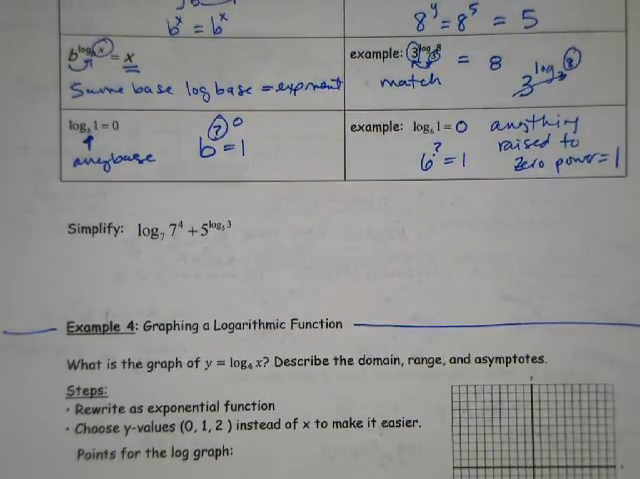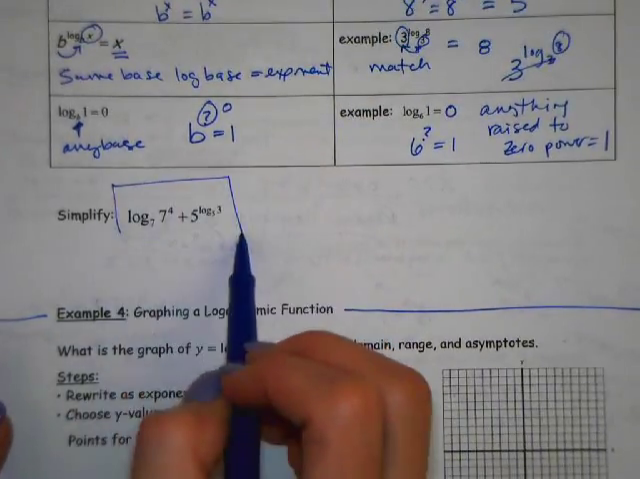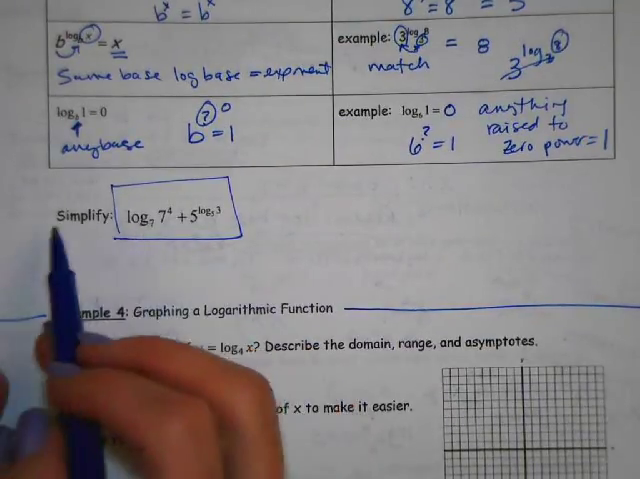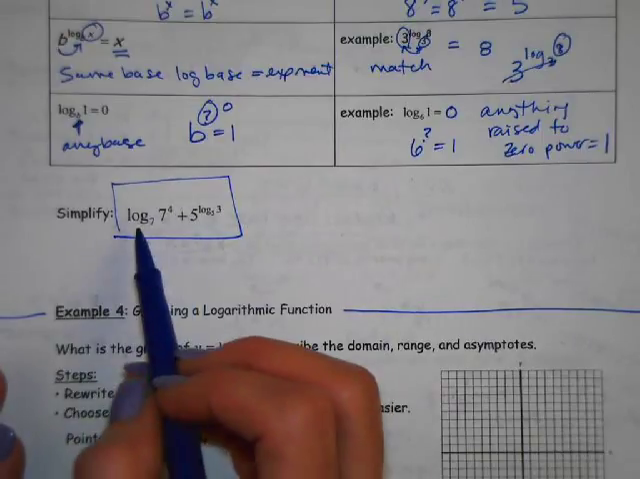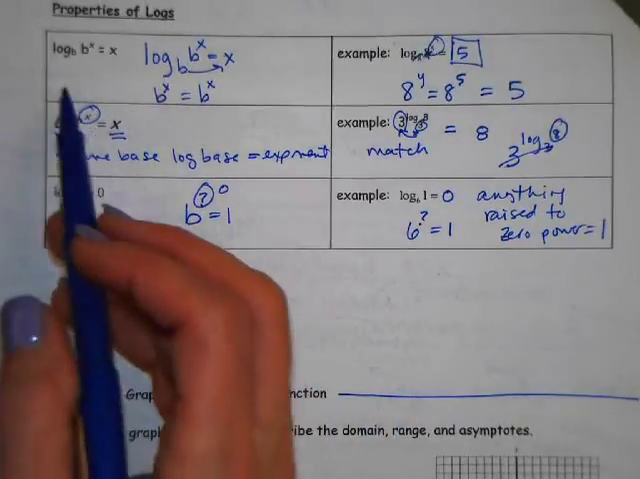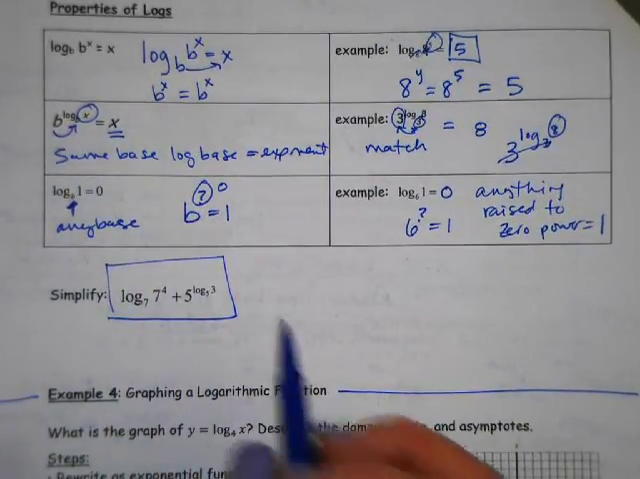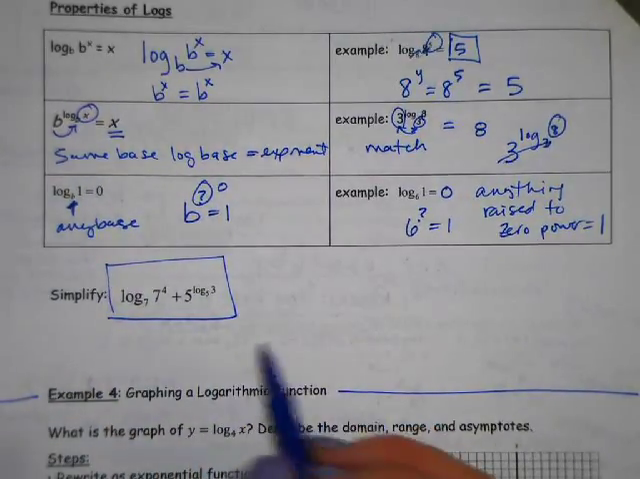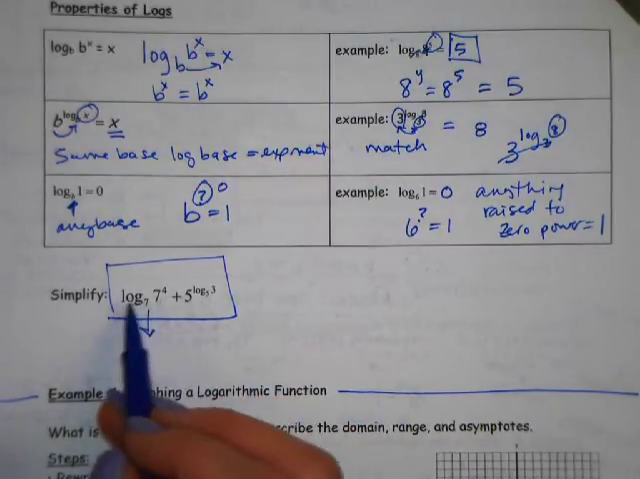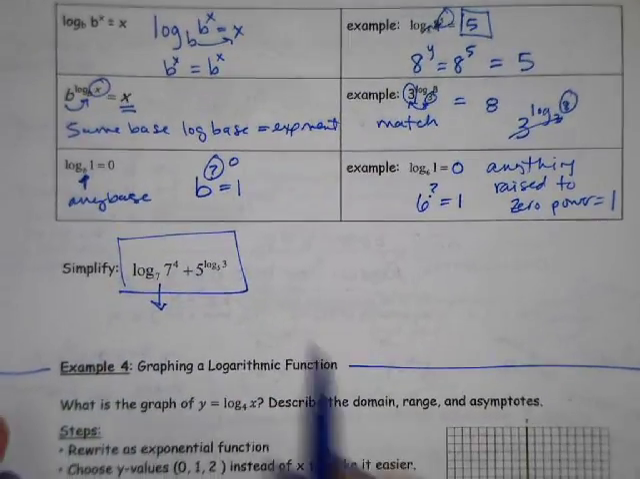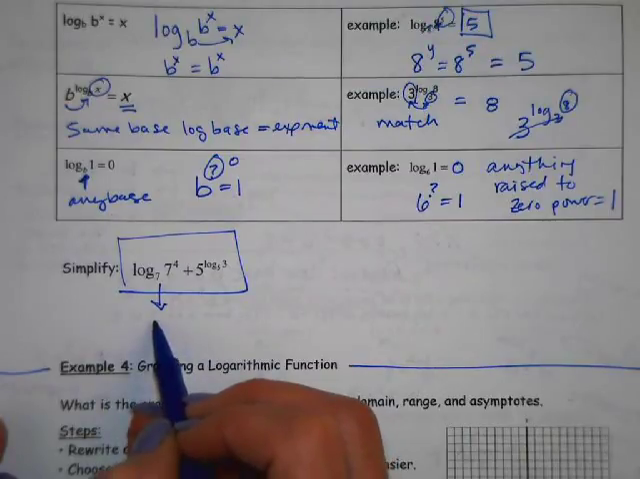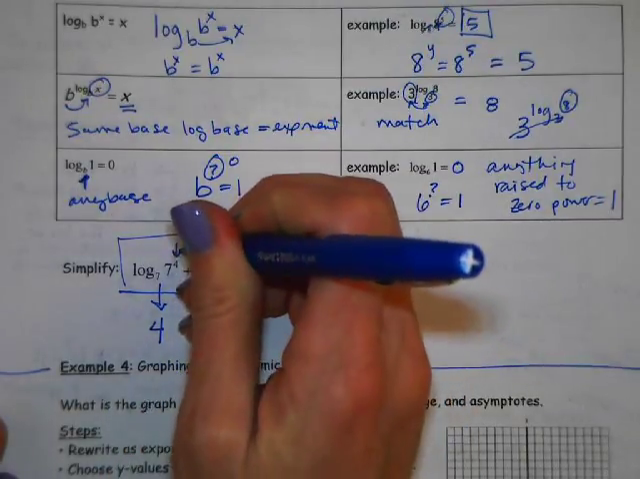So in an example here, you're given two properties and you have to identify the answer. So if I say simplify, this one here we have log 7, 7 to the 4th. Well, this is going to use property number 1. And so therefore, log base 7 of 7 to the 4th evaluates to what? Evaluates to 4, because that's the answer right there, right?